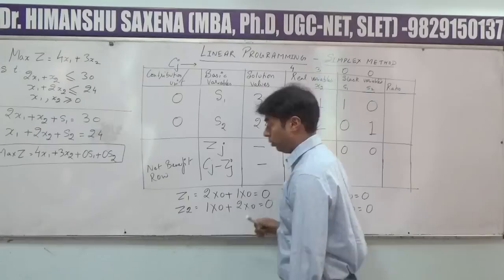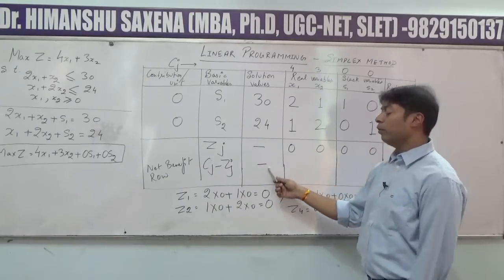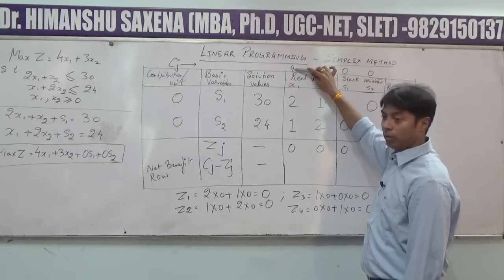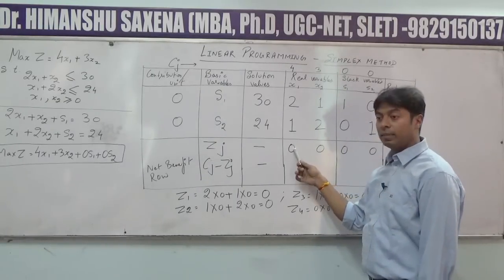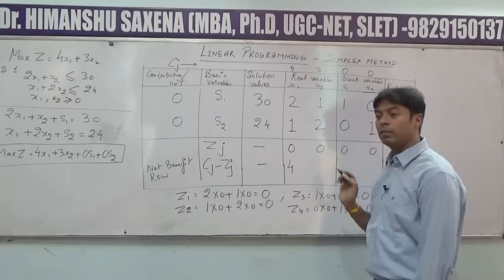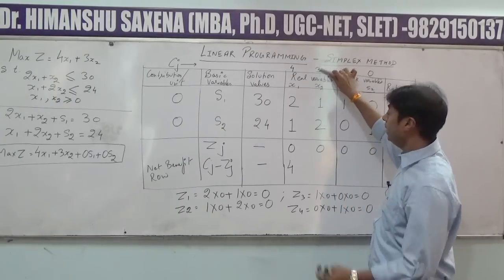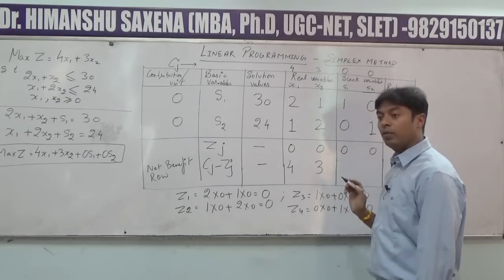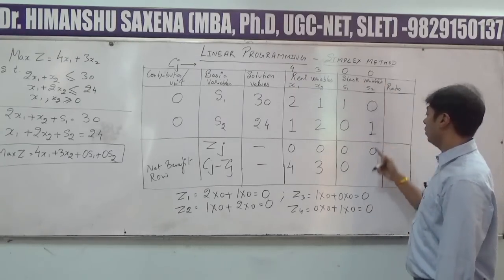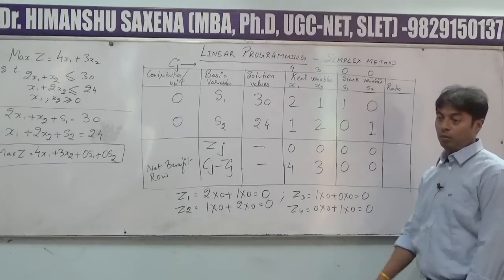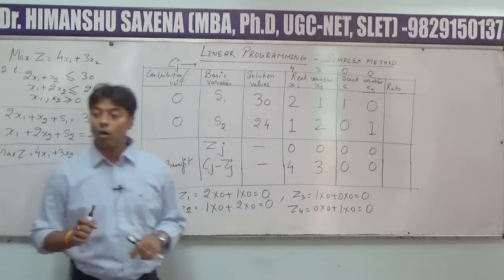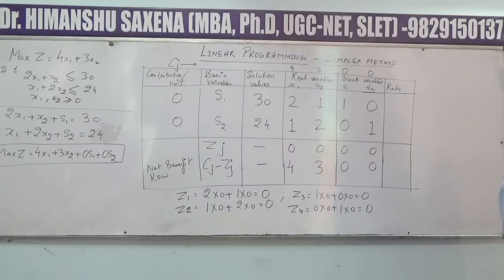Next, we are going to find out Cj minus Zj. Please see, on the top Cj is 4 and at the bottom Zj is 0. So when we subtract 4 and 0, we get 4 only. Similarly, 3 minus 0 will be equal to 3, 0 minus 0 will be 0, and 0 minus 0 will be equal to 0. So this is how we construct the first table. This table is called the initial simplex table.